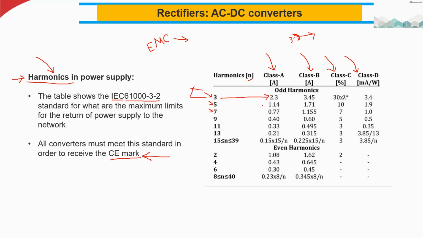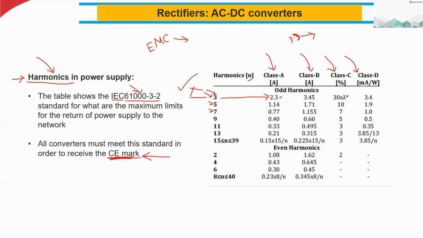So okay, that is one case. Then I have to redesign and follow the standard. This standard is telling me I must have this level for the third harmonic. Then I redesign, send the product again to the lab, and they will test. Then maybe the second time my product has only 2.1 or 2.3. Then they will say, okay, your product is good. It's following the standard. Then they will give me the CE mark.